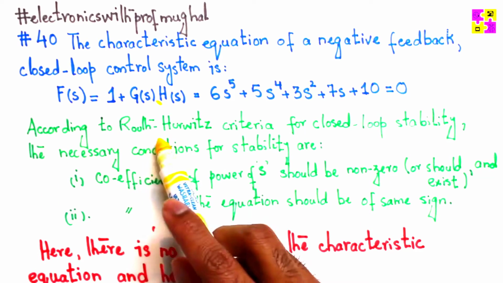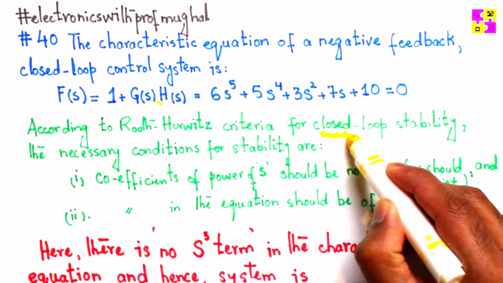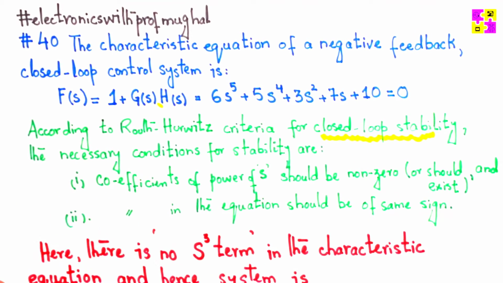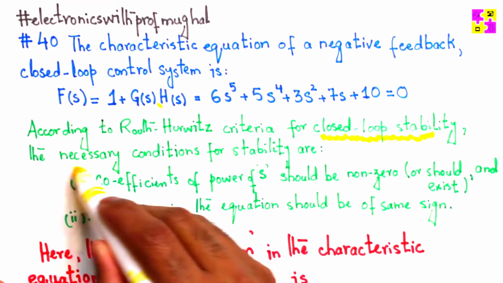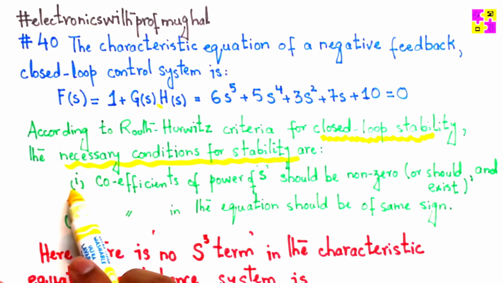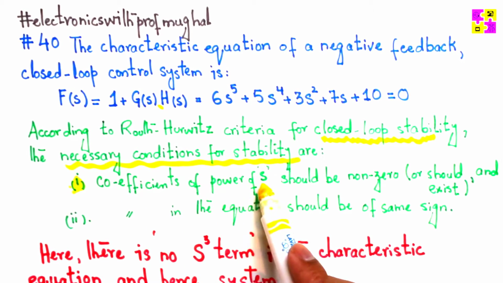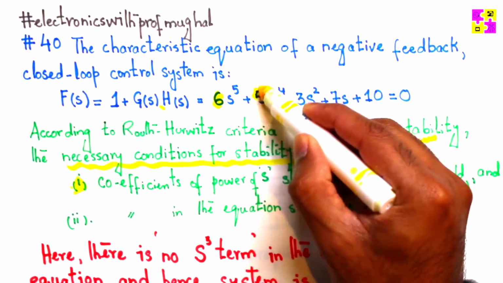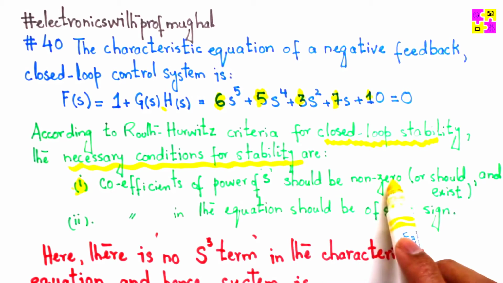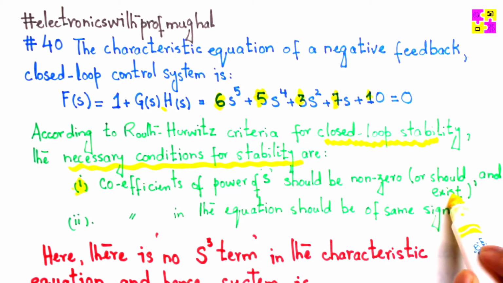Now, according to the Routh-Hurwitz criteria for closed loop stability, this is important. There are two conditions that need to be satisfied. And what are those conditions for stability? Well, the first condition is the coefficients of power of s, the coefficients here, 3, 7, 1, should be non-zero, and they should exist.